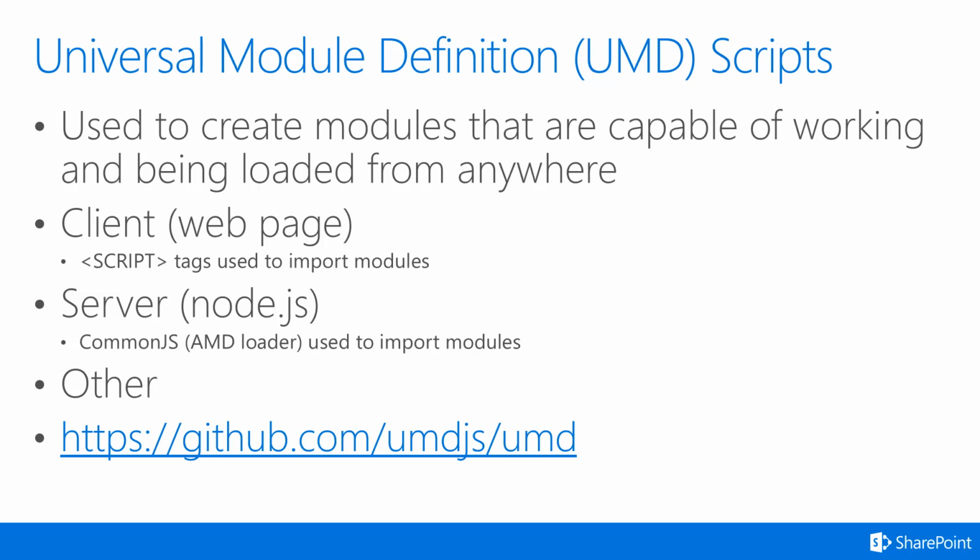UMDs are universal module definitions, and these are basically an extended or improved evolution of AMD modules. These are also used to create JavaScript modules which are capable of being loaded from anywhere. So you can use them on both client and server side, and the popular script loaders are able to support them. In a web page, you can reference them using the script tag, or on the server side, you can load them using CommonJS, or import them to be available within your customizations.